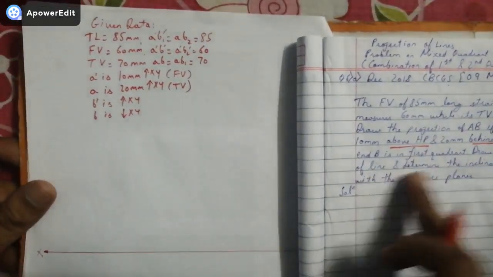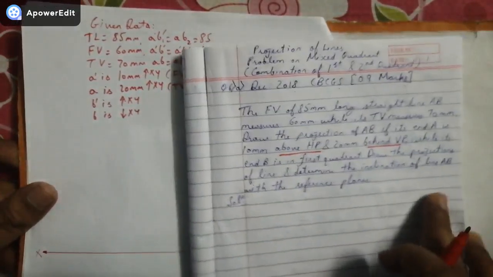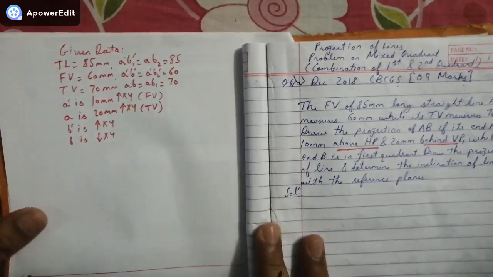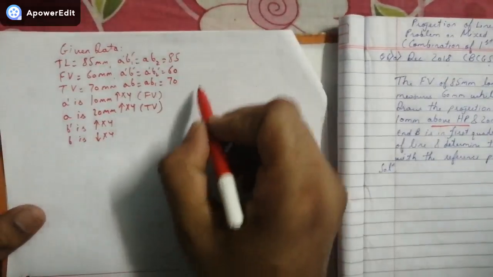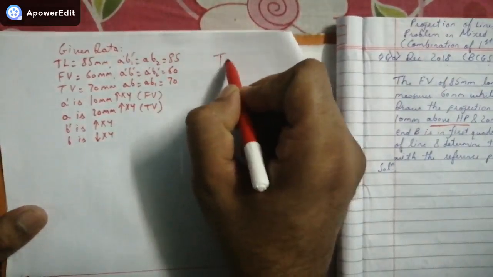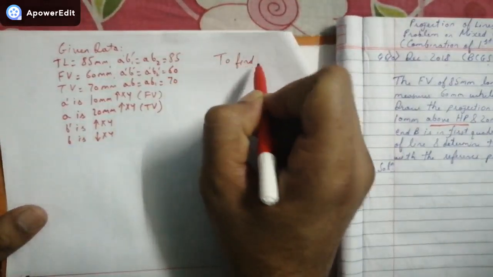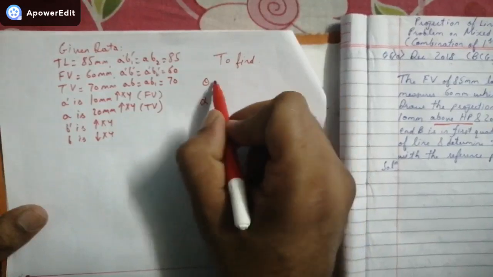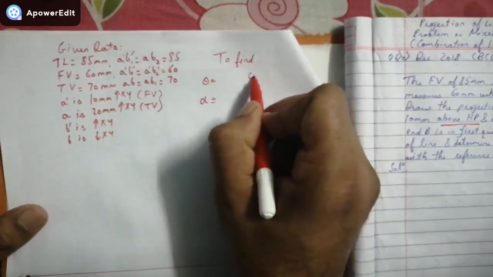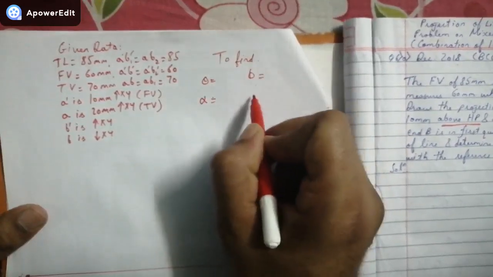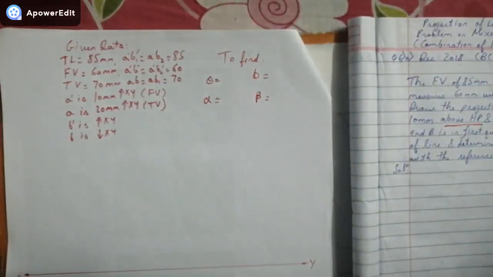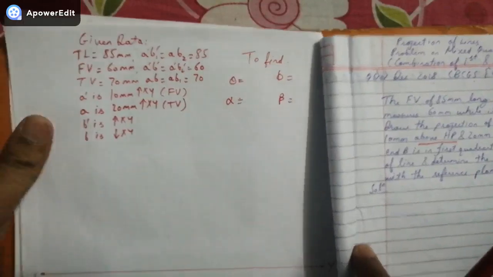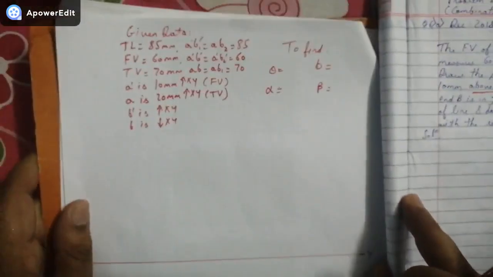Now let us draw the projections of the line and determine the inclination of the line AB with respect to the reference planes. What are we expected to find? To find is nothing but theta, alpha, phi and beta. So let us proceed with the problem one by one with the given data.